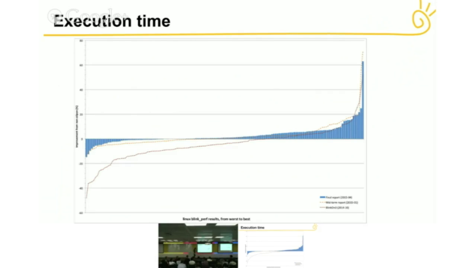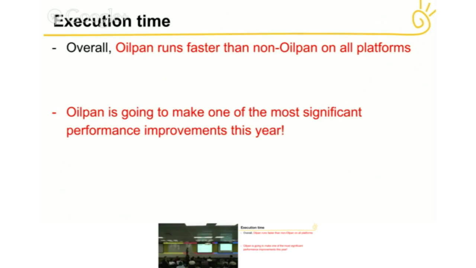The red line indicates the performance result 6 months ago, and the blue bars indicate the performance result of the latest Oilpan. As you can see, we have accomplished a significant performance improvement in the past 6 months. And the average line is here. Overall, Oilpan runs much faster than non-Oilpan on all platforms, and Oilpan is going to make one of the most significant performance improvements this year.